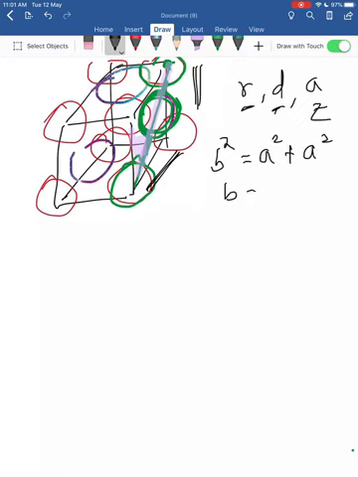So b squared is equal to 2a squared, so b is equal to root 2 a. That means now you know the total distance from this sphere to this sphere. Again I am repeating, from this sphere to this sphere, the total distance is root 2 a.